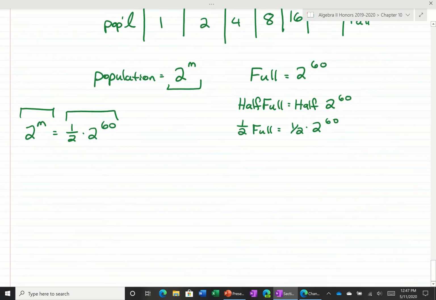This is an exponential equation, so let's figure out what 1/2 of 2 to the 60th is. That might be a really big number for our calculator. And it is, so let's just use logs then, because we can't type this in right now. So I'm going to take the log of both sides because it's an exponential equation.